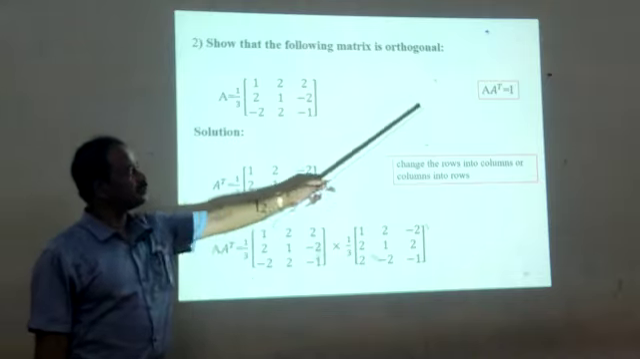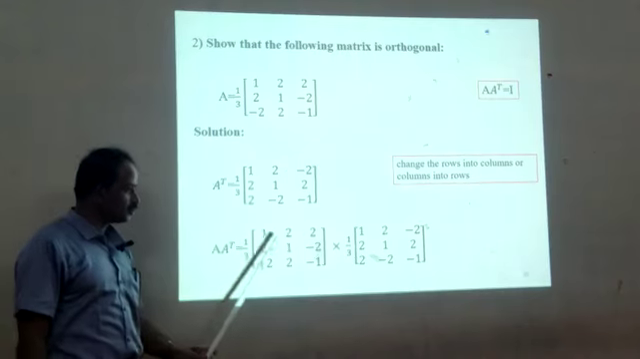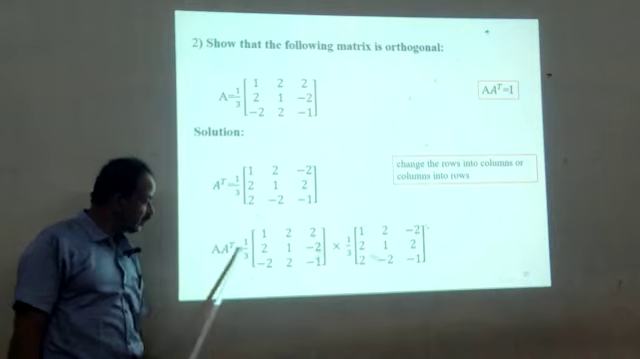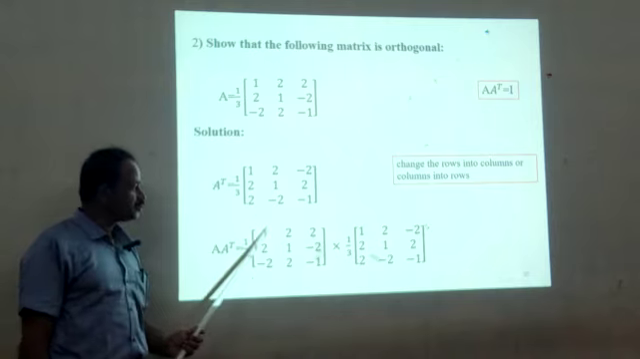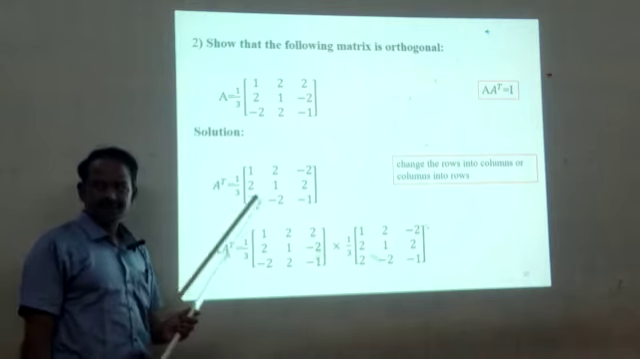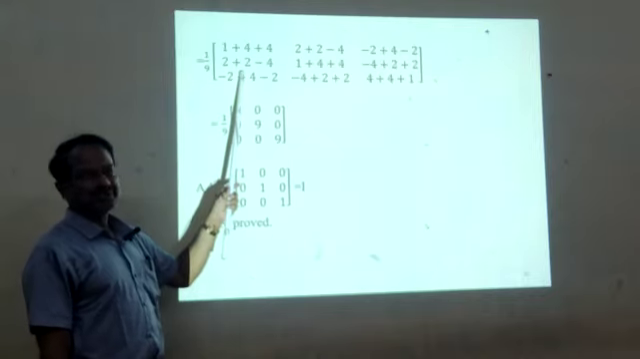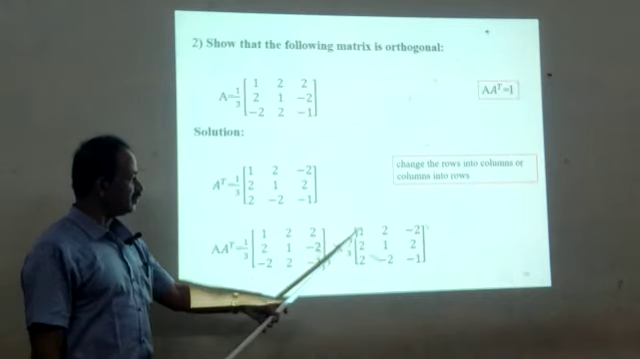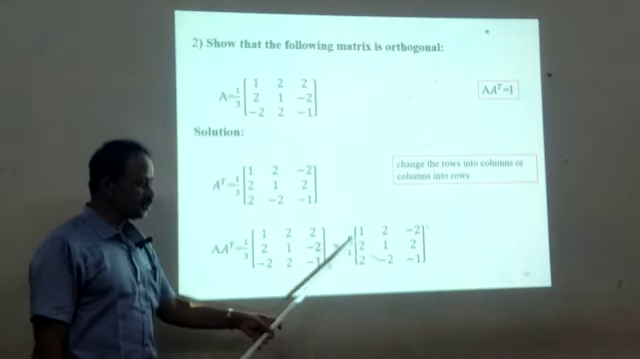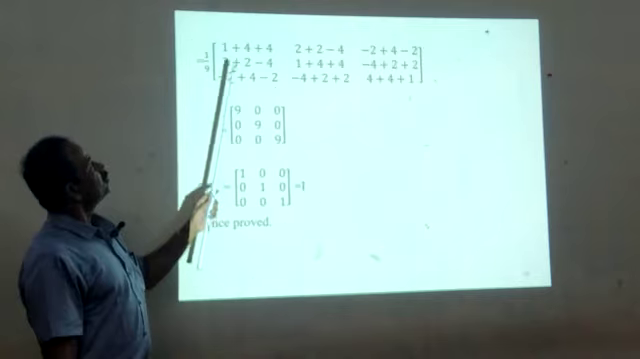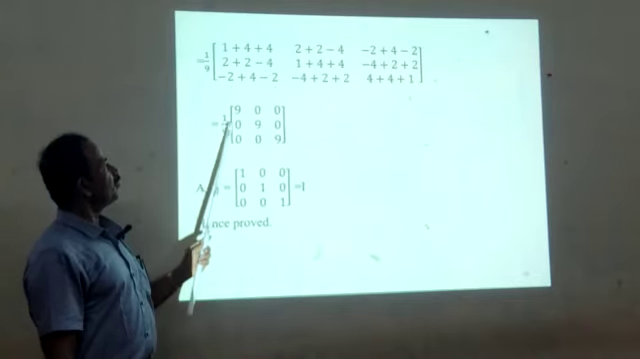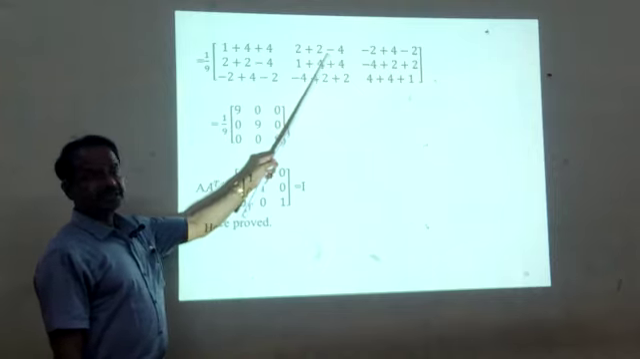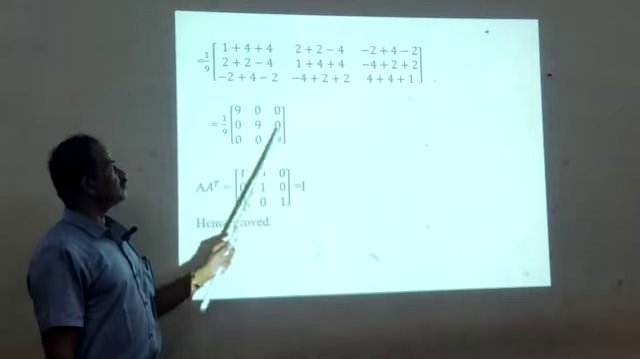So the condition for orthogonal is A transpose A. This will be your A and this will be your A transpose. You multiply 1 by 3 with 1 by 3, which will give you 1 by 9. Then you multiply using the multiplication rule: 1 multiplied by 1 plus 2 multiplied by 2 plus 2 multiplied by 2 will give you 9. The off-diagonal terms are 4 minus 4, which is 0. So we have 9 0 0, 0 9 0, 0 0 9.